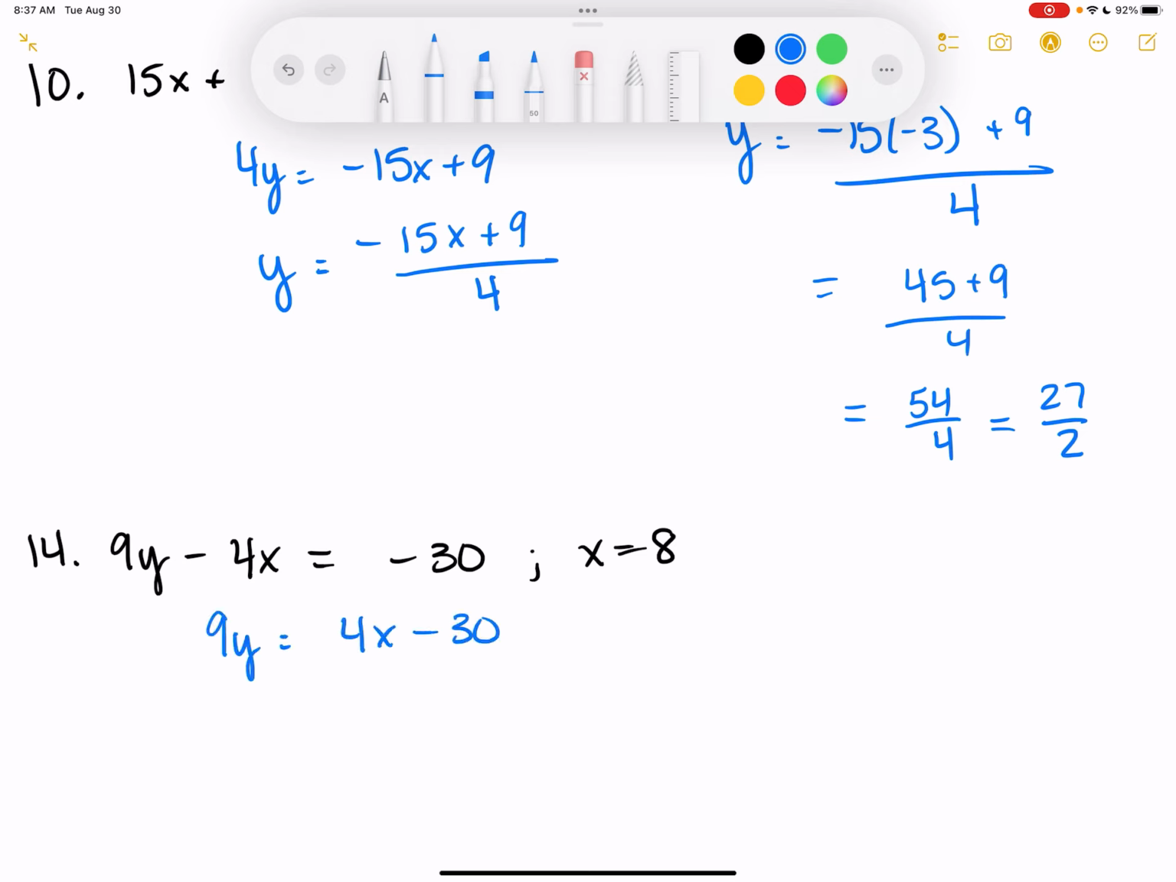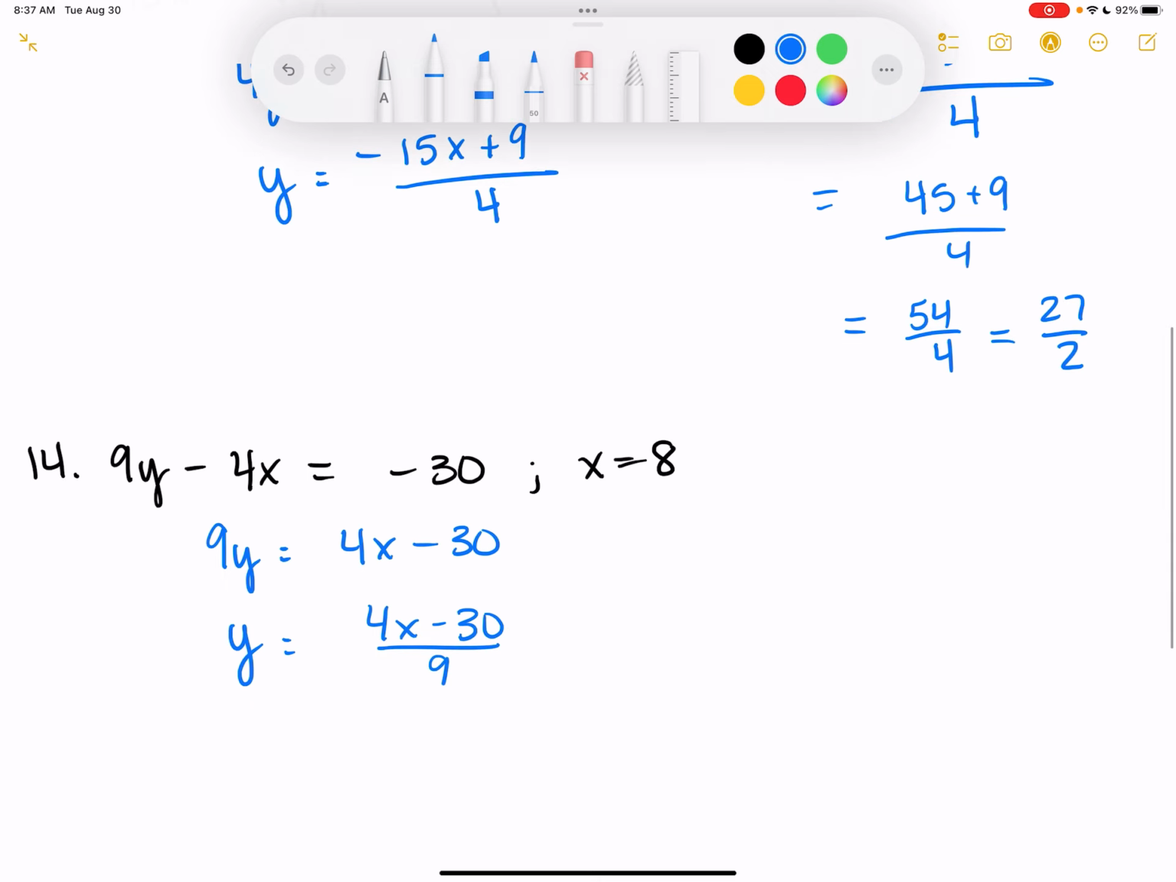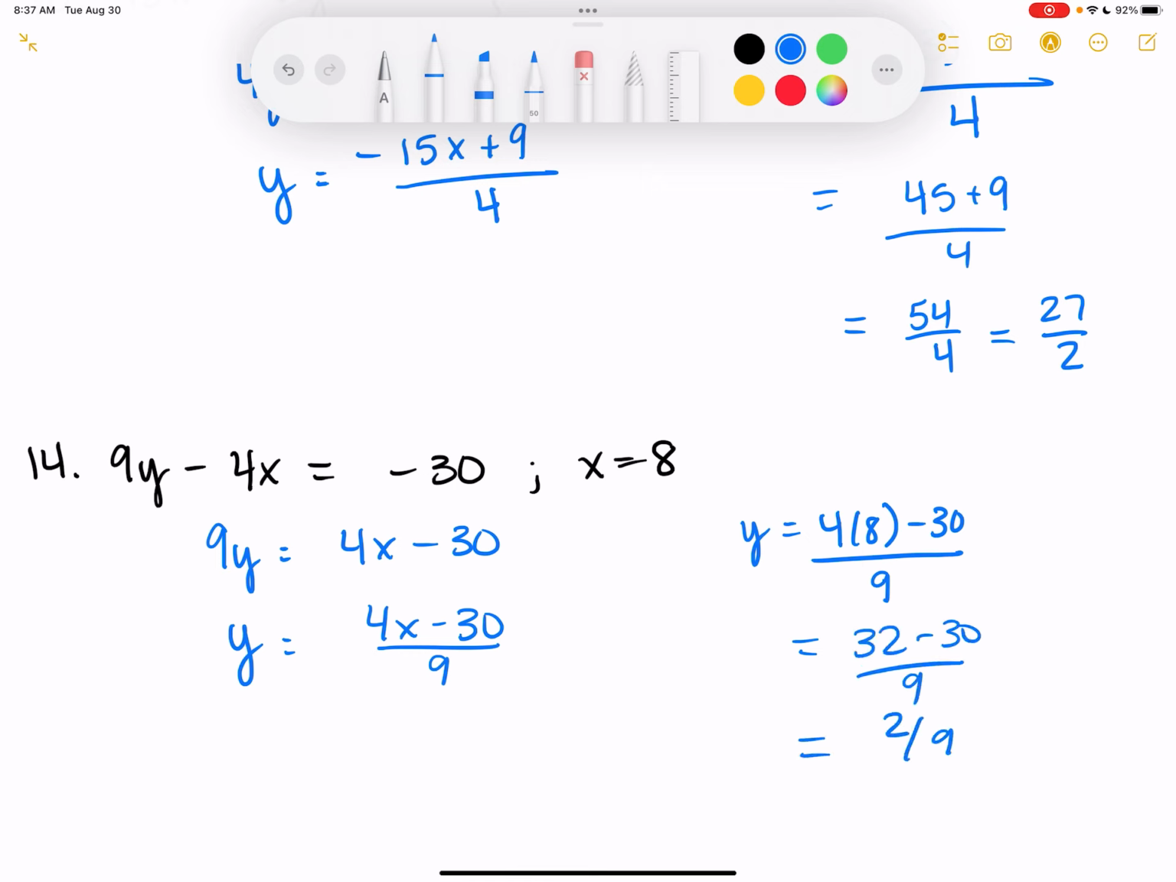And divide by 9. Y equals 4x minus 30 over 9. Now we can replace x with 8, so y equals 4 times 8 minus 30 over 9. So 32 minus 30 over 9, 2 over 9, then is the answer.